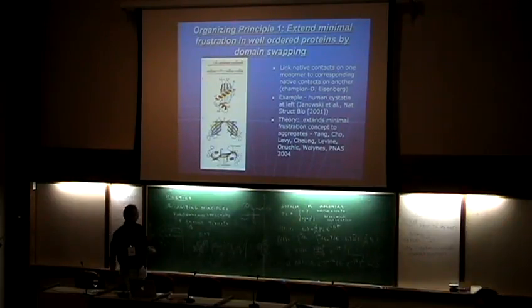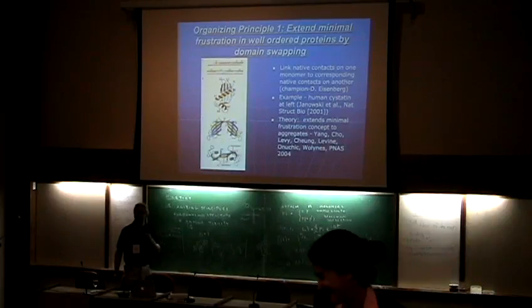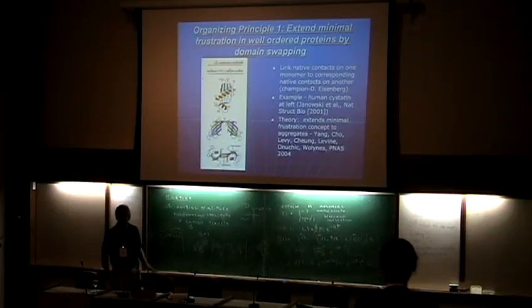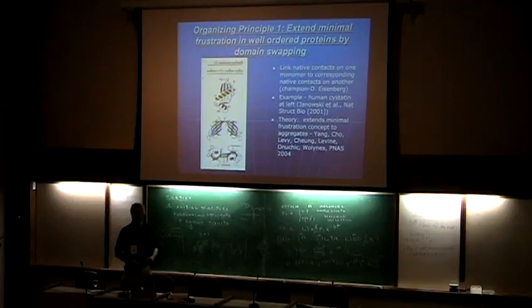So one of the organizing principles which clearly works, you can grow amyloid fibrils this way in the test tube, and it may have something to do with some of the amyloid diseases as well, is to extend the minimal frustration concept that we heard so elegantly explained by Jose in his lectures, by the concept of domain swapping.